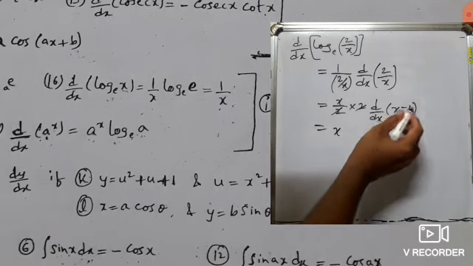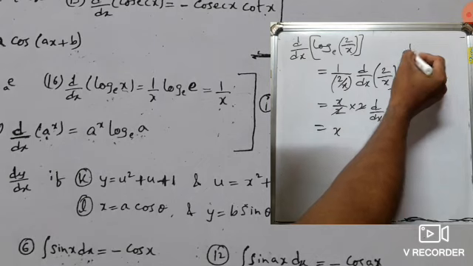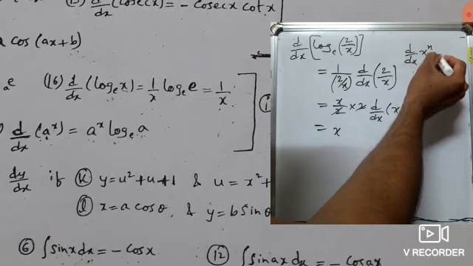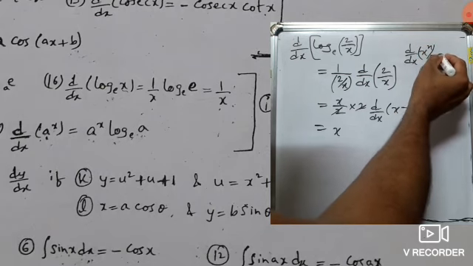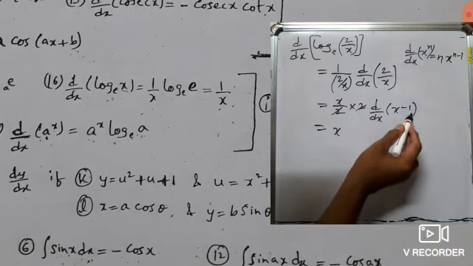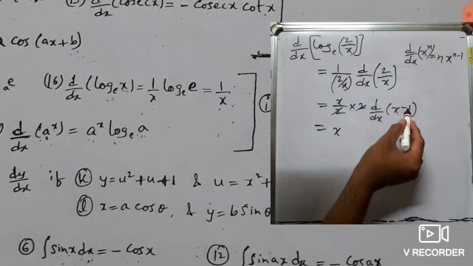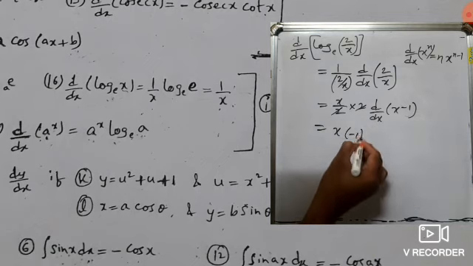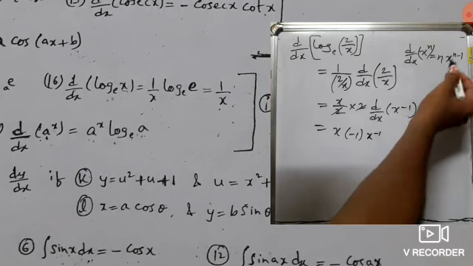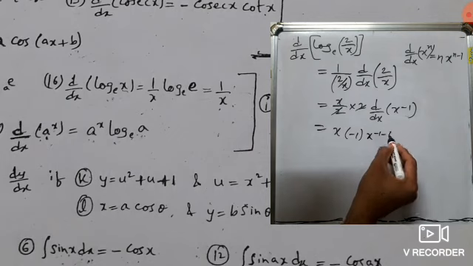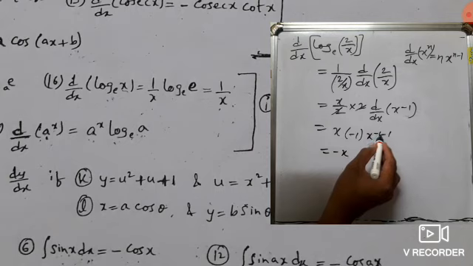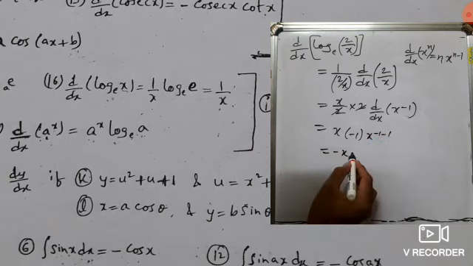Now d/dx of x to the power minus 1, what will it be? We have already seen the formula, d/dx of x to the power n gives n in front, x to the power n minus 1. So for d/dx of x to the power minus 1, n is minus 1 here, so minus 1 comes in front, x to the power minus 1 minus 1. So it will be minus x to the power minus 2.